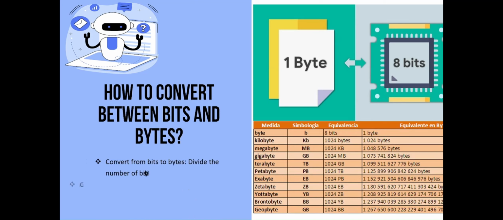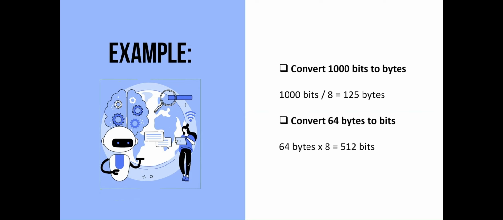Convert from bit to byte: divide the number of bits by 8. Convert from byte to bit: multiply the number of bytes by 8. For example, convert 1000 bits to bytes. 1000 bits is equivalent to 125 bytes. Example 2: convert 64 bytes to bits. 64 bytes is equivalent to 512 bits.